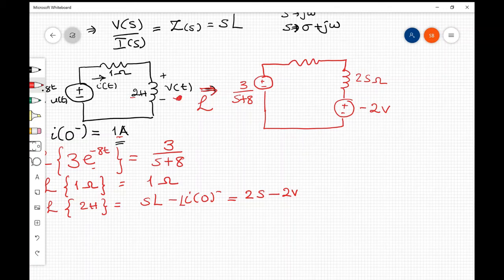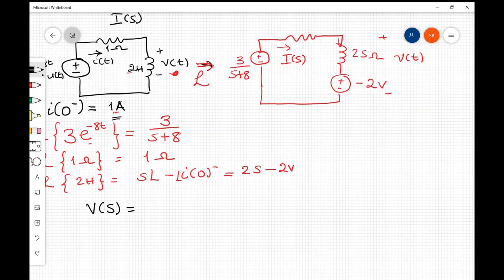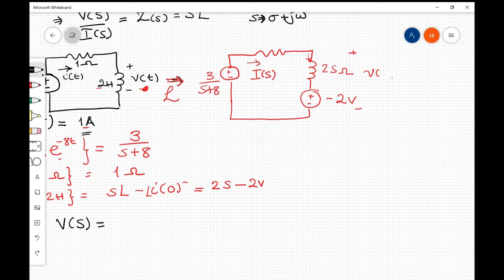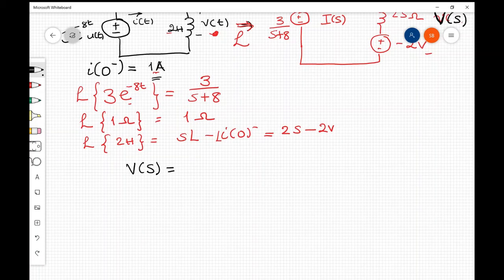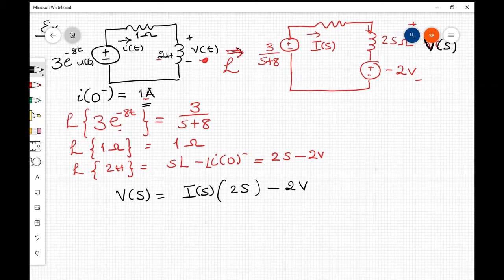V at t is the voltage there. So in order to find V at t, if we find I at s, then we are going to multiply I at s by this impedance here and subtract 2 volts from that. So from that expression, what do we have? V at s here, sorry, this is not V at t, this is V at s, because we are in the frequency domain now, no more t. So from this expression, V at s is going to be current I at s multiplied by 2s, right, minus 2 volts.